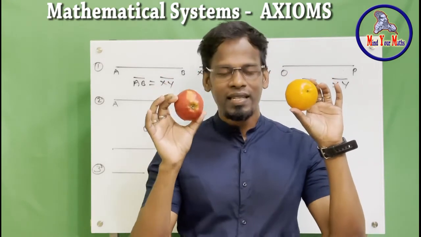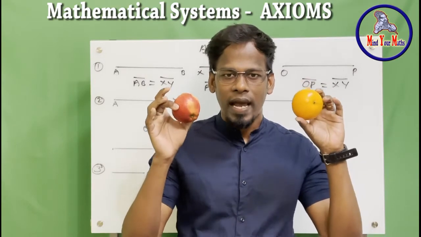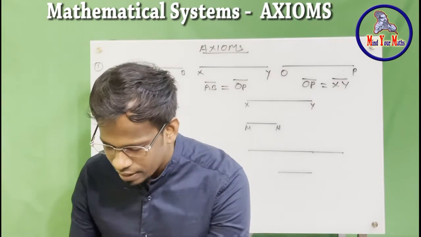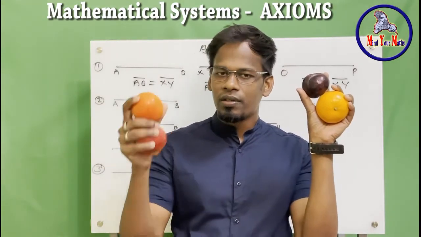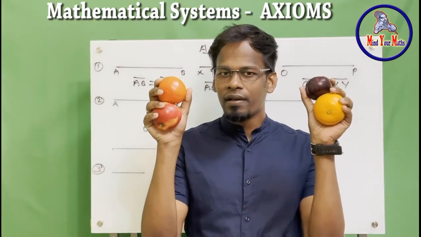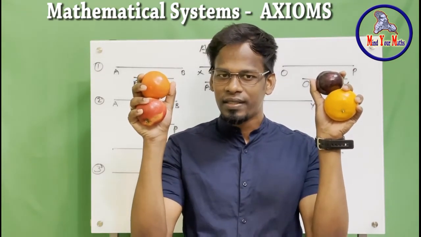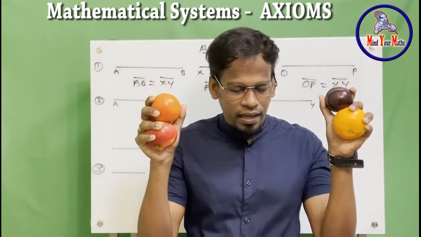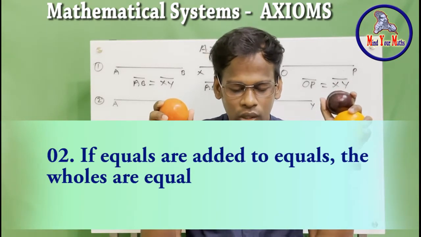Careful. Okay, so now, as per the second statement, if the equals are added, the wholes are also equal, right? What it means is that now I'm adding the plum to this orange and also the tomato to the apple side. Now you tell me whether the weight of these two together and these two together are equal or not? Yes, they are equal, right? That is what the second axiom says: if equals are added to equals, the wholes are equal.